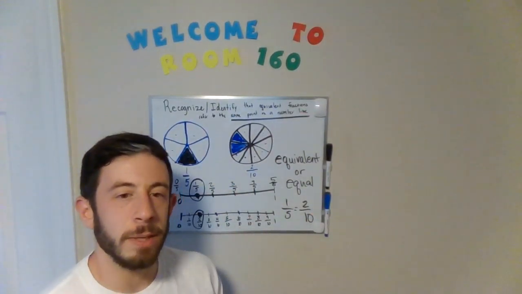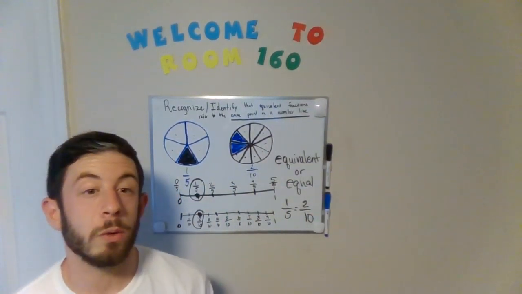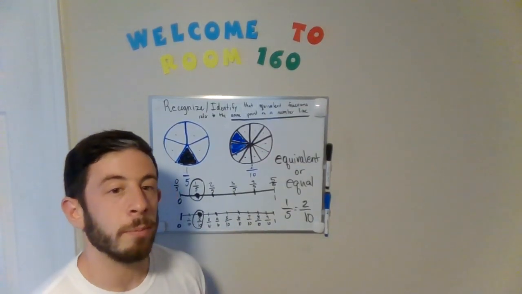Okay, hopefully you found this a little bit easier right here. We can tell that fractions are equivalent if they take up the same spot on the number line.